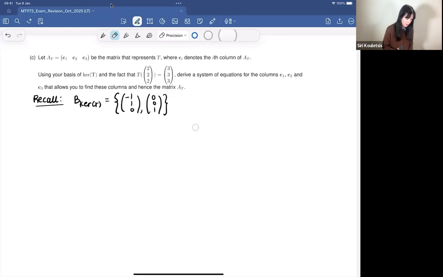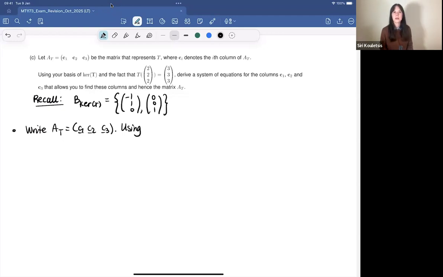We need the basis of the kernel of T. And the key here is the basis vectors in the kernel and the fact that the kernel of T is equal to the null space of A_T. That will give us linear combinations of the columns of A_T equal to the 0 vector.